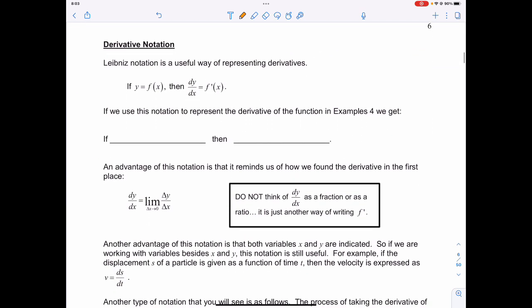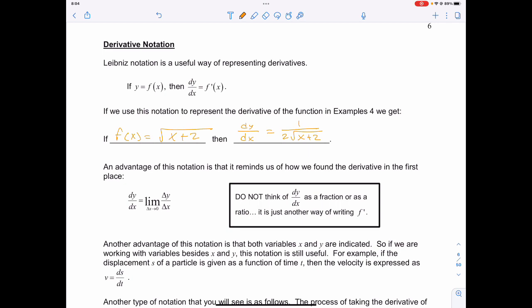So for derivative notation, Leibniz notation is a useful way of representing derivatives. If y is equal to f of x, then dy over dx is equal to f prime at x. If we use this notation to represent the derivative of the function in example 4, we get if f of x is equal to the square root of x plus 2, then that means that dy over dx is equal to 1 over 2 times the square root of x plus 2.